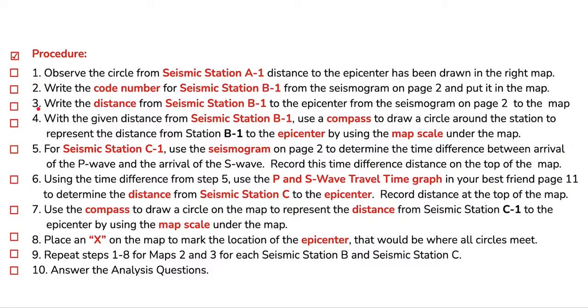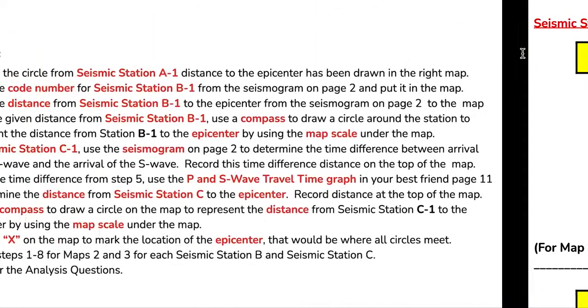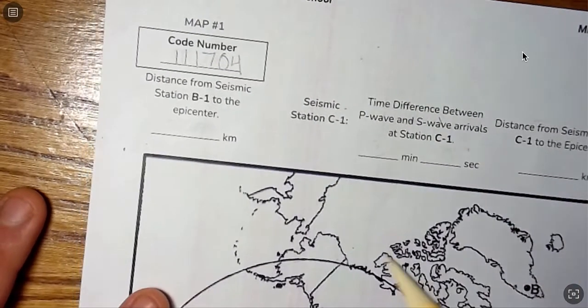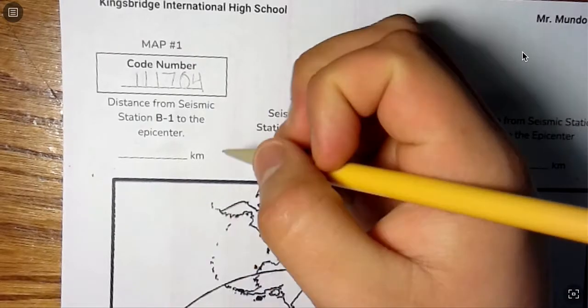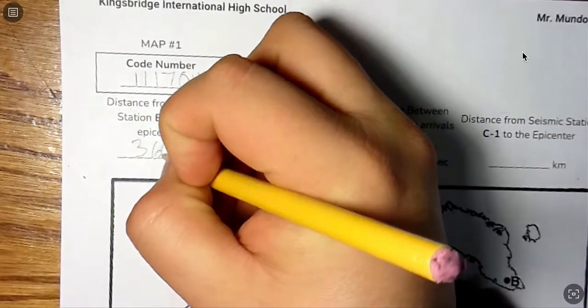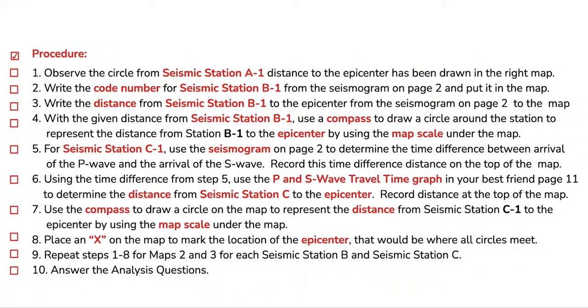Now let's go to step number three, where you have to write the distance from seismic station B1 to the epicenter from the seismogram on page 2 to the map. So we're back here in the seismogram and notice that we're writing down now the distance. Notice on the top it says distance from seismic station B1 to the epicenter is 3,600 kilometers. So we're actually going to write this number right here. Notice that under the code number, it says distance from seismic station B1 to the epicenter, and this would be 3,600 kilometers. So we are just finished with step number three.